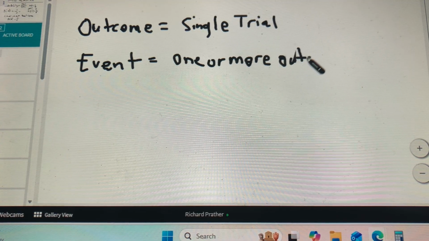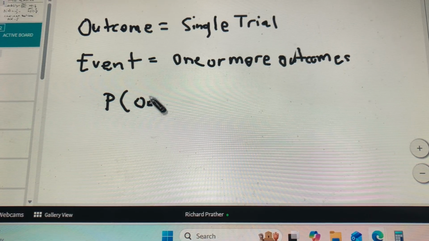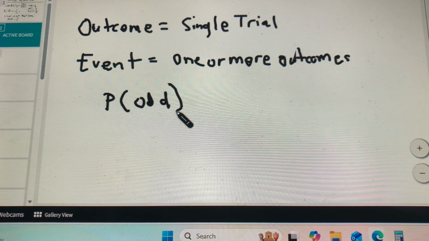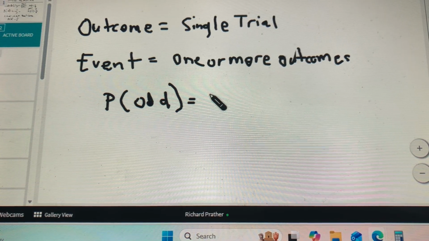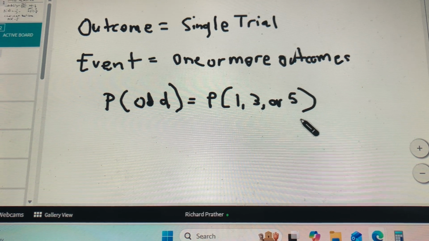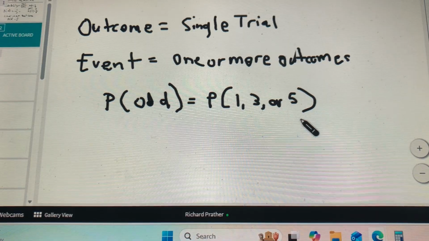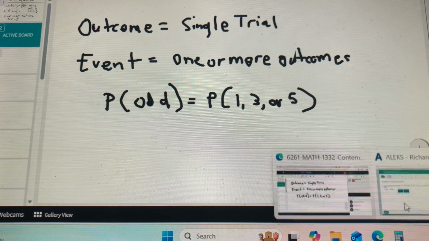In fact, an easy example of an event that's not just one thing is to roll a die and try to get an odd number. The probability of an odd number is an event, but it consists of 3 outcomes because there are 3 odd numbers on a die. There's the probability of a 1, a 3, or a 5. So an outcome is any one of these 3, but if I put all 3 of them together and say I'm trying to get an odd number, now I have an event because I have multiple outcomes going on at once.